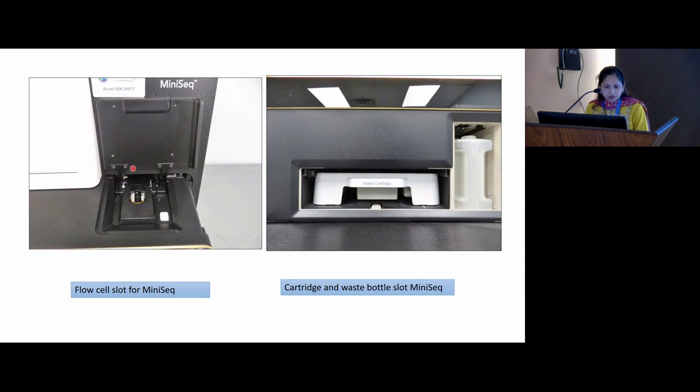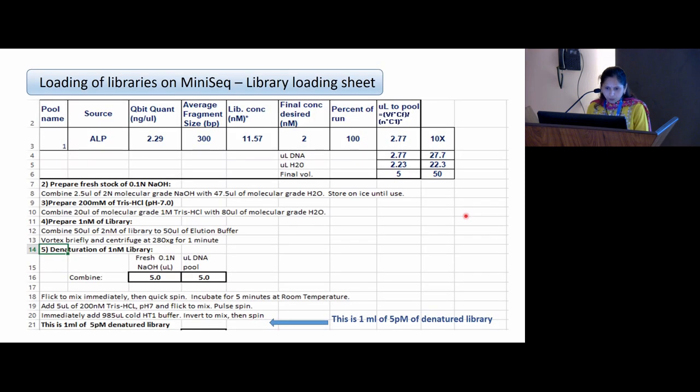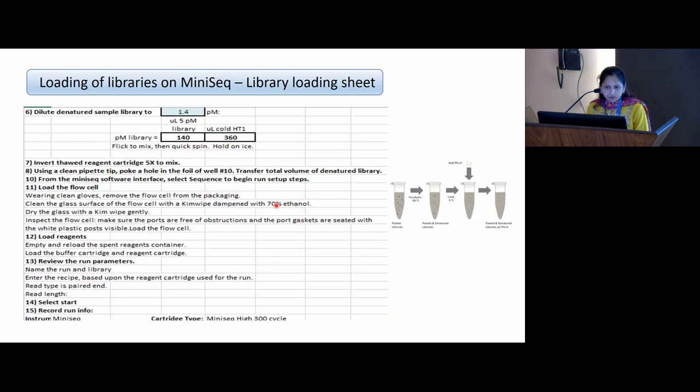So this is the flow cell slot for the MiniSeq, and this is the reagent cartridge slot along with the waste bottle. This is an example of the library loading sheet for the MiniSeq. Here also the Qubit quant is converted into a 2 nanomolar library. And here also we denature the library using 0.1 normal NaOH. The recommended loading concentration for the MiniSeq is 1.4 picomolar, so after denaturation, we need to dilute it further to 1.4 picomolar.